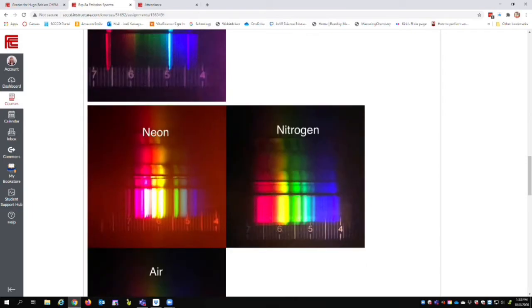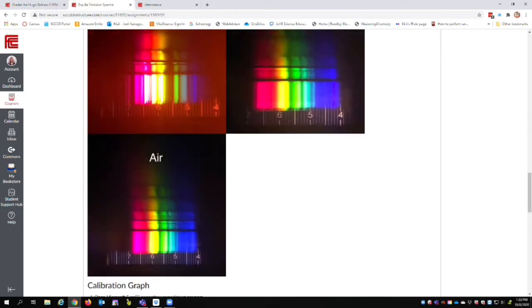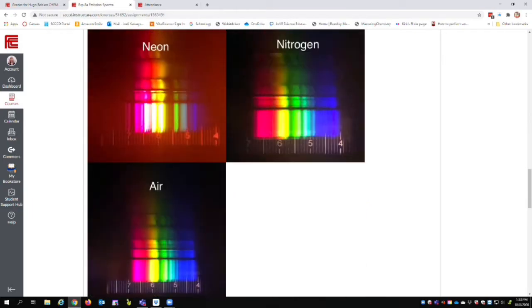And then it's also going to ask you to do that for 2 of the other 3 substances here. There's air, which is a mixture of gases, nitrogen, and neon. And of course, these guys are a big mess, right? So how do you do all of these lines for nitrogen? Better pointer. Well, you don't. You just measure a range.